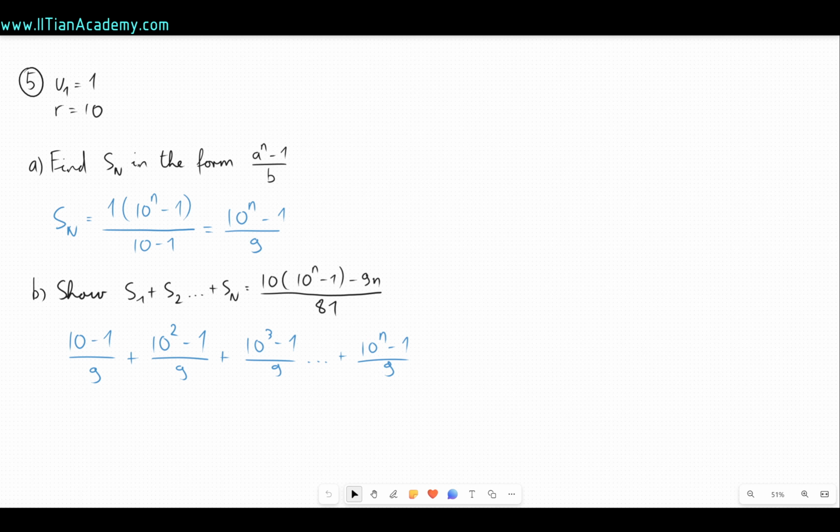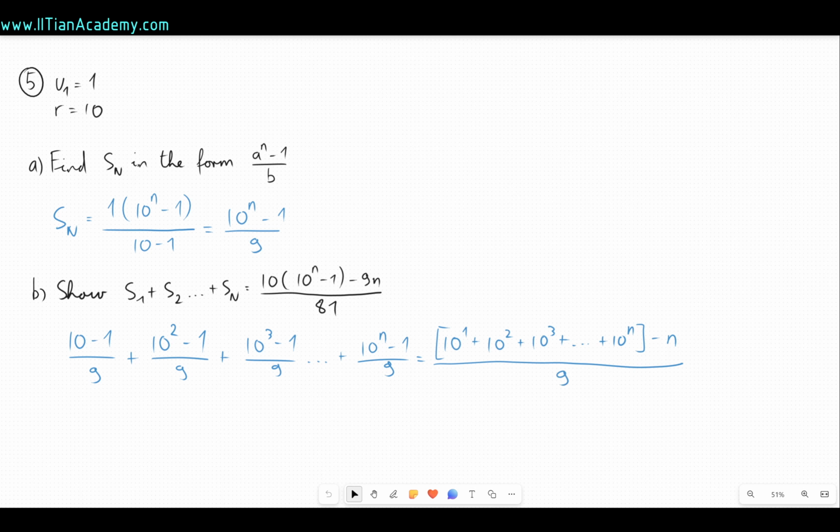Now what we can see is that there are n terms here. So this is the first term, second term, nth term. That means we have n number of minus ones. So we can factor that out and write it as just minus n. So we can say that this is equal to 10 to the first plus 10 to the second plus 10 to the third plus dot dot dot plus 10 to the n. And if this is all in brackets, we can minus n. As I said, there are n number of ones, and this is still over 9.